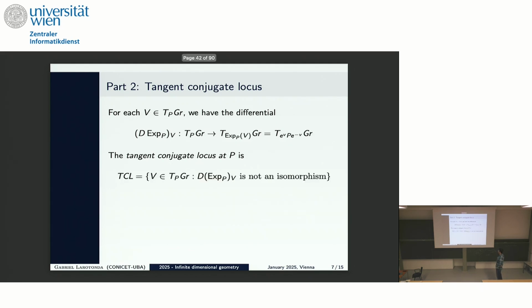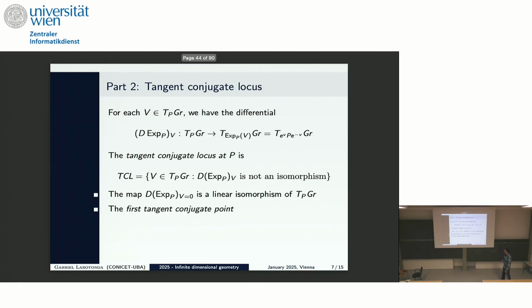And the tangent conjugate locus is defined as the points where this is not an isomorphism. Of course, when you take the vector 0, the differential of the exponential at 0 is the identity, so it's an isomorphism, so you have to get away from P to obtain this degeneracy. And the first conjugate point is a smaller b in the tangent conjugate locus of P. You have to be more precise because you have to define some way to measure vectors. And since these are operators, there are several ways to do it because you can use the norm of the ideal, the spectral norm, etc. But as we will see, what rules here, in every ideal, is the spectral norm, the size of the eigenvalues.